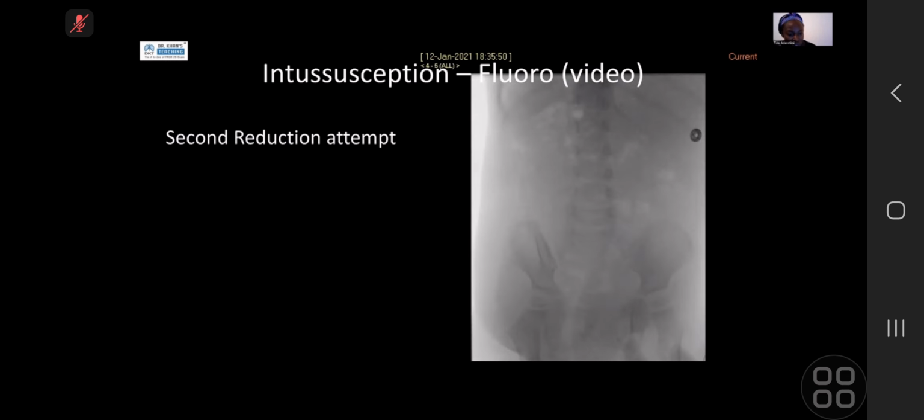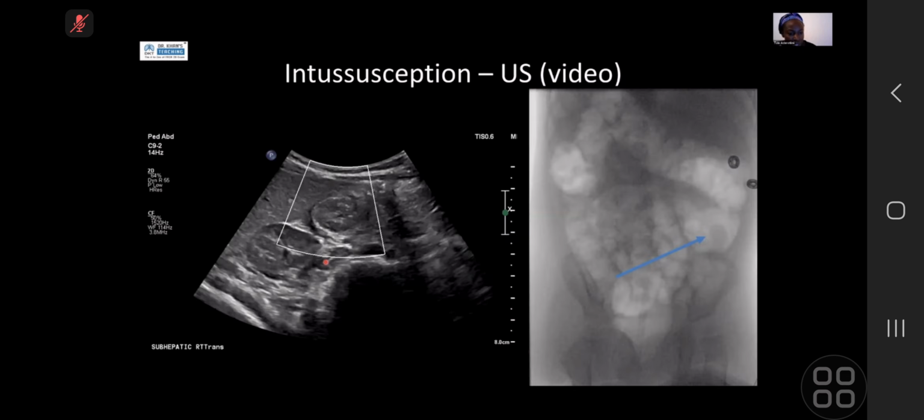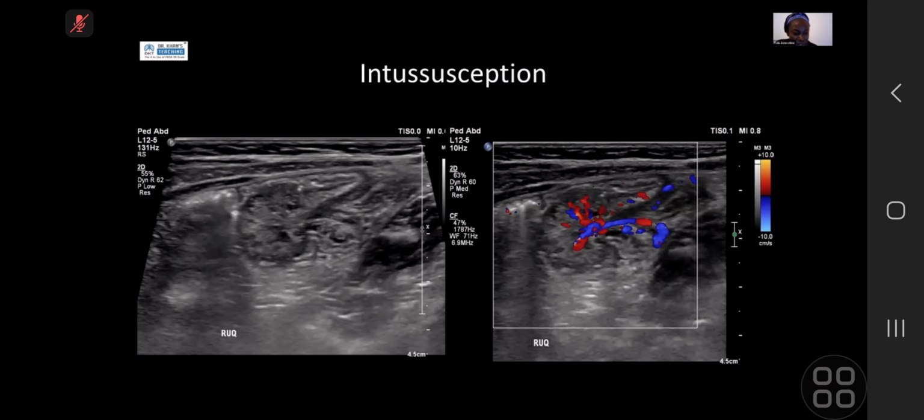So we go on to do an ultrasound. If you go to the next slide, does that play? That might not play. Wait. Oh, this is the one that plays. No, doesn't play. Okay.